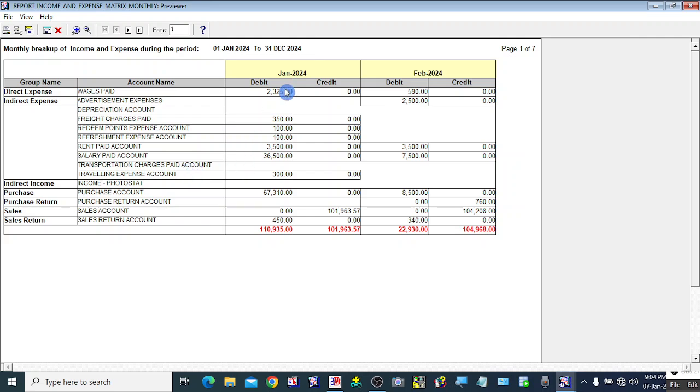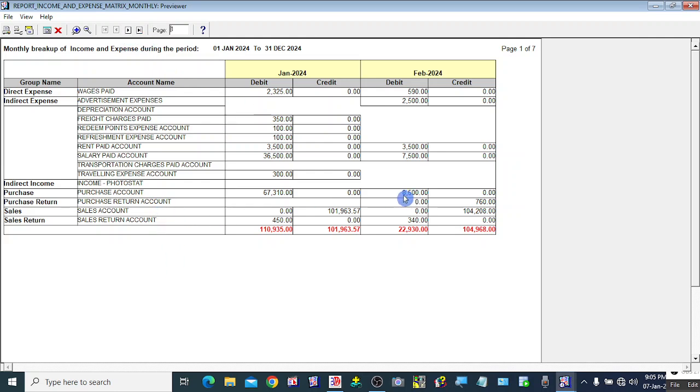Salary, how much paid in the month of January, salary, how much paid in the month of February. So all the expenses. At the same time, here in the purchase account we can see in the month of January we have purchased goods worth 67,310, and in the month of February we have purchased goods worth 8,500. So in this way you can make an easy comparison as well as analysis of various ledger accounts.